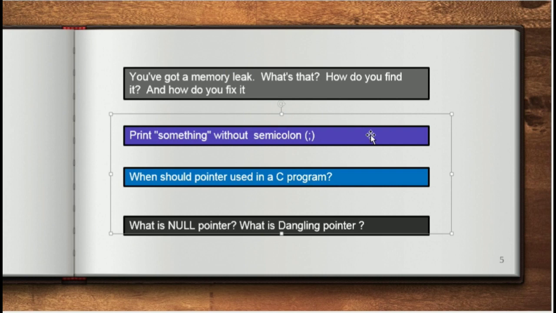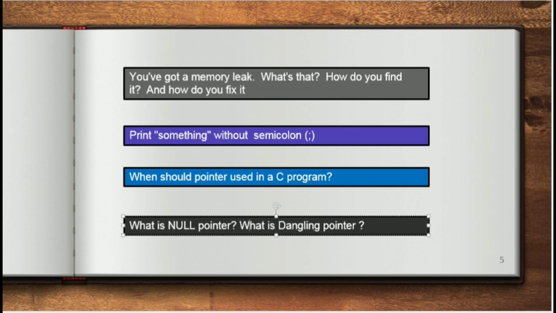Pointer, how much will you rate yourself out of 5? Four. Okay, then you should answer these two questions. When should a pointer be used in a C program? For printing the address of a variable, we can use the pointer.